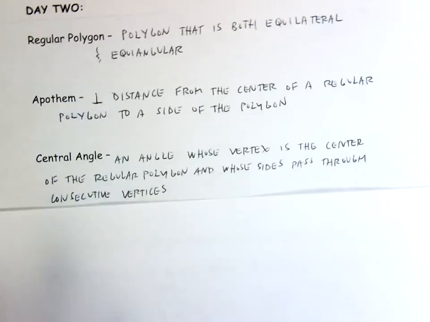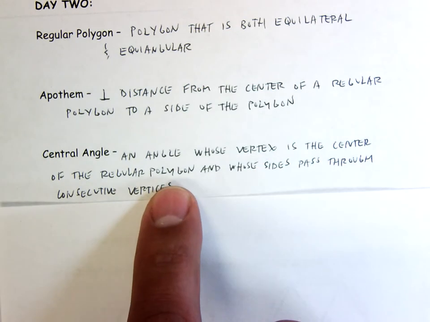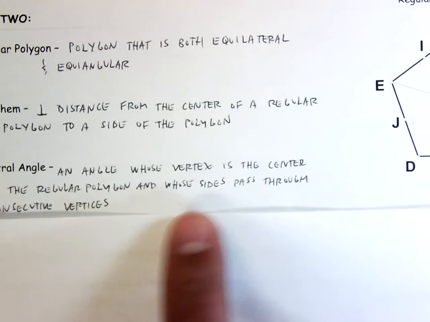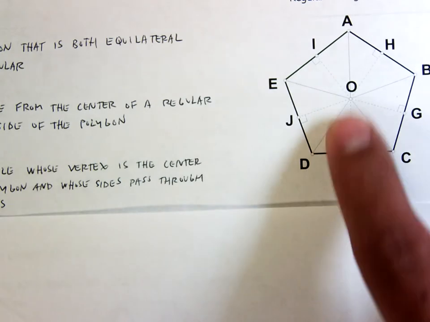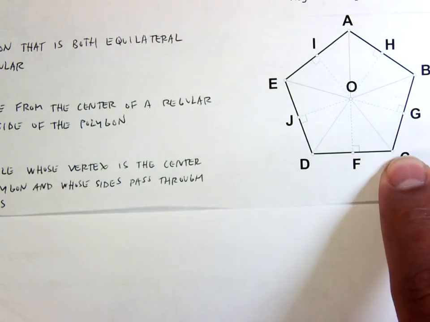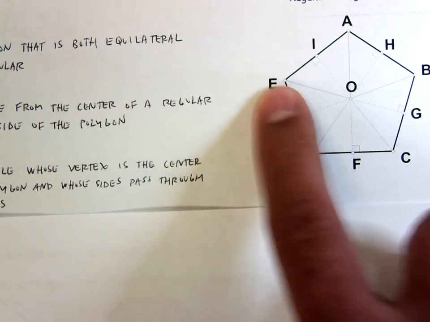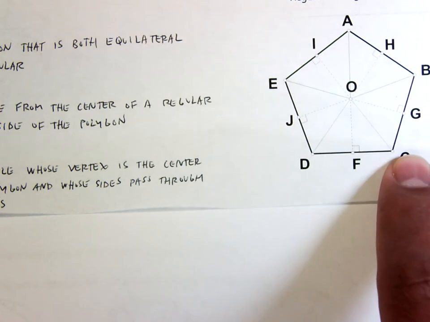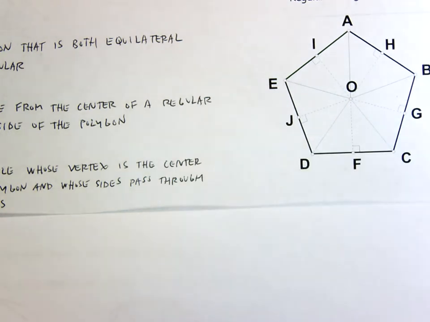A central angle. An angle whose vertex is the center of the regular polygon, so the vertex is in the middle, it's at the center, and whose sides pass through consecutive vertices. So for example, angle DOC is a central angle. Angle EOD is a central angle. EOA, AOB, and BOC. When I've got 5 sides, I'm going to have 5 central angles, and of course they're all congruent to each other.